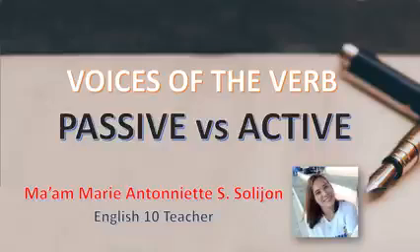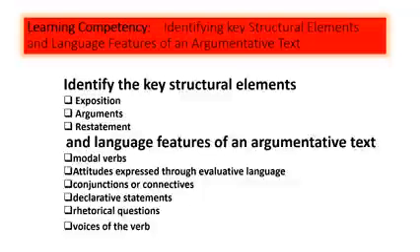For this lesson, you're going to learn the voices of the verb, the passive and the active voices. The learning competency that you are expected to master is identifying key structural elements and language features of an argumentative text. So last February, you have learned what an argumentative text is and what the key structural elements are.